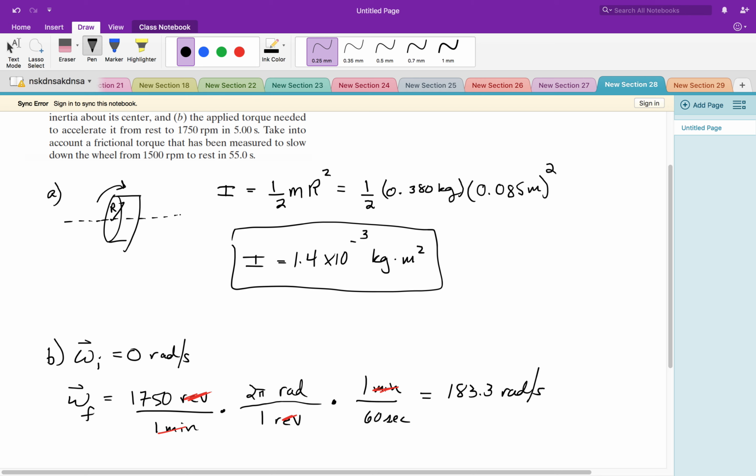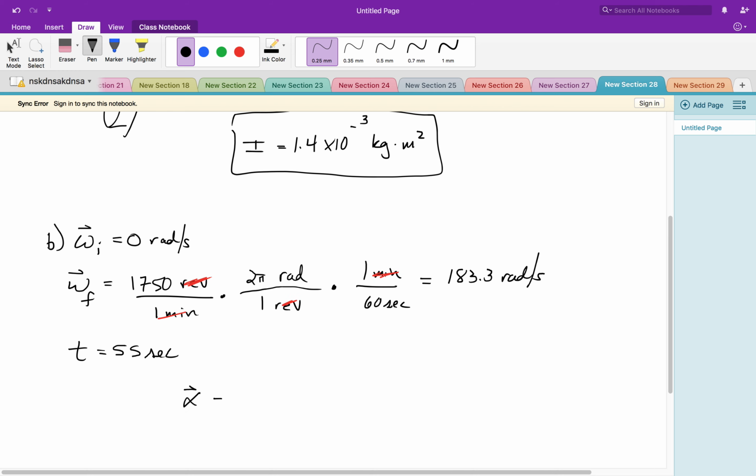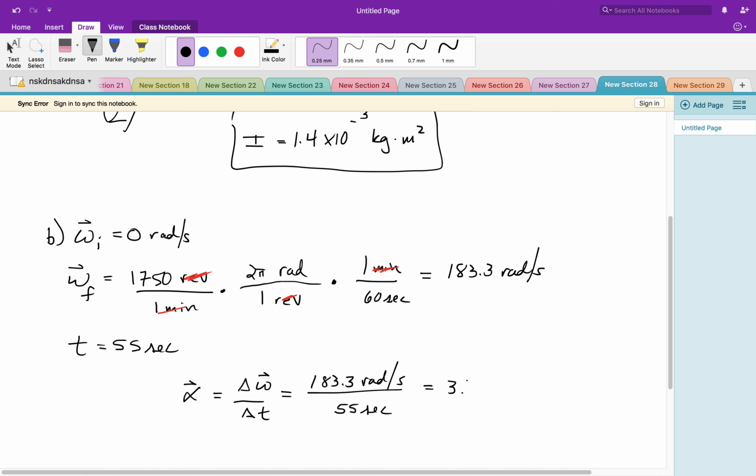The time is 55 seconds, which means that we can get alpha, right? Because alpha is the change in omega over the change in t. The change in omega is 183.3 radians per second, because it goes from 0, divided by 55 seconds. So here we'll go ahead and get that number. That's about 3.33 radians per second squared. So that's our angular acceleration.